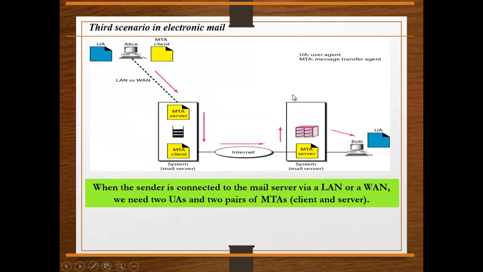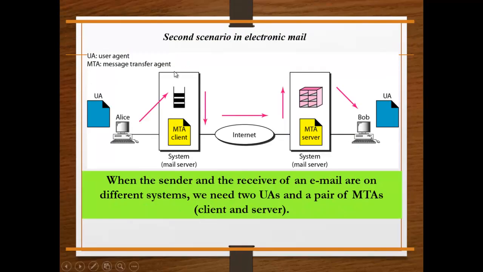In the third scenario there is no change in the receiver part, whereas on the user part, the user agent will not be directly connected to the MTA client. This MTA client and the MTA server is nothing but the mail server. Whenever I want to send a message, our system is not the server, right? You have to access the server, and then the server will access the server corresponding to the receiver, and that is how the process happens. If I am directly connected to the server, this is the second scenario.